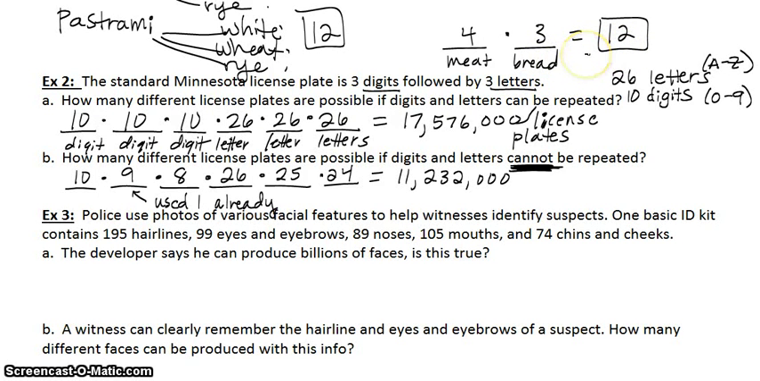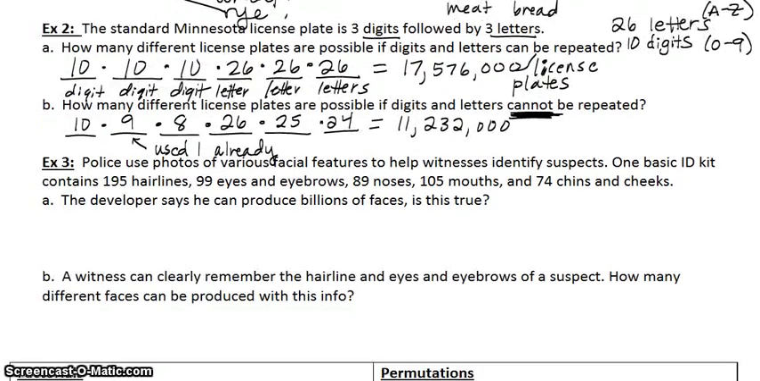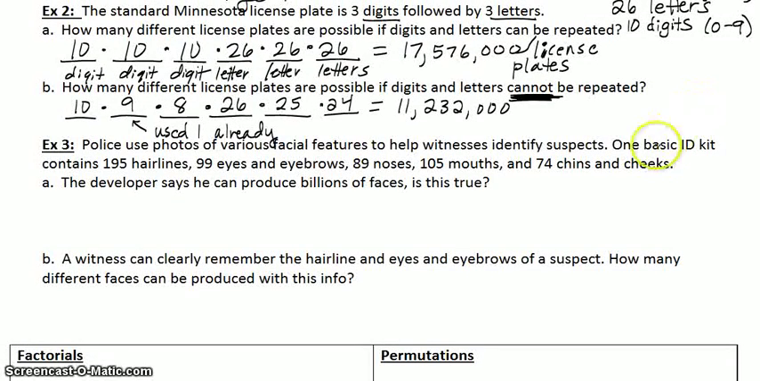All right, let's do example 3. Police use photos of various facial features to help witnesses identify suspects. Wow, struggling with my reading this morning. Okay, one basic ID kit contains 195 hairlines, 99 eyes and eyebrows, 89 noses, 105 mouths, and 74 chins or cheeks. The developer says he can produce billions of faces using this kit. Our question is, is that true?